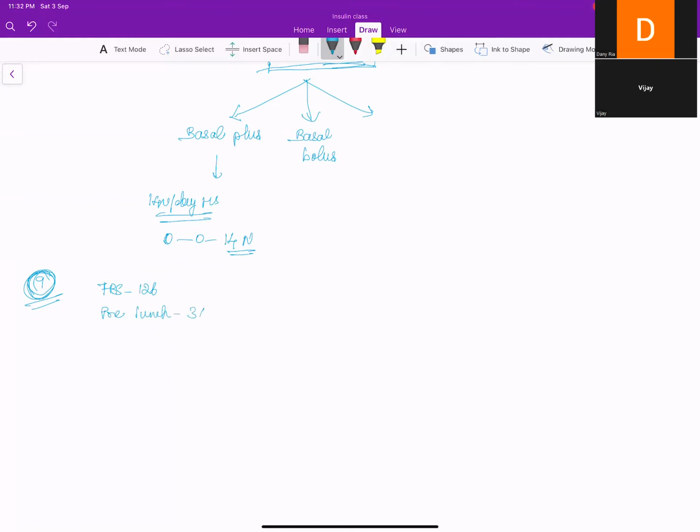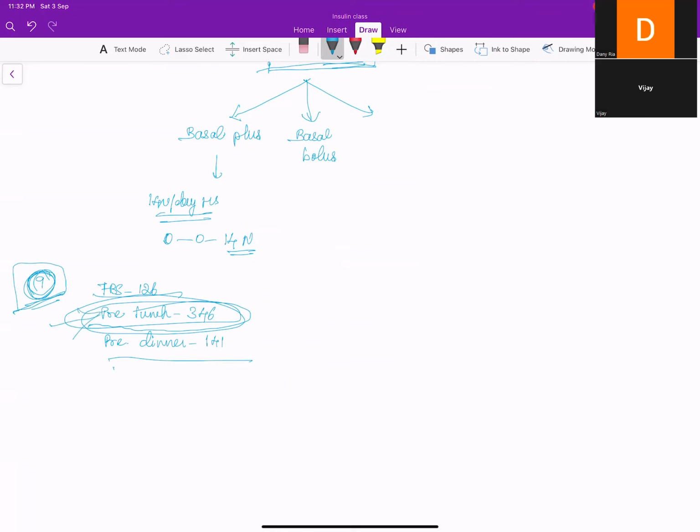Pre-lunch, the sugar value is 340. You do a pre-dinner. Pre-dinner is 141. Okay, like this you are getting a picture. So it is very clear that this pre-lunch value alone is high. The other two are fairly okay. So the cause for this uncontrolled HbA1c is this pre-lunch value.